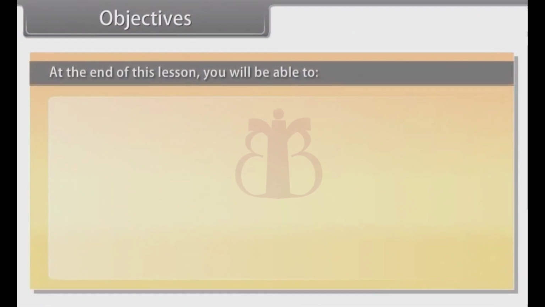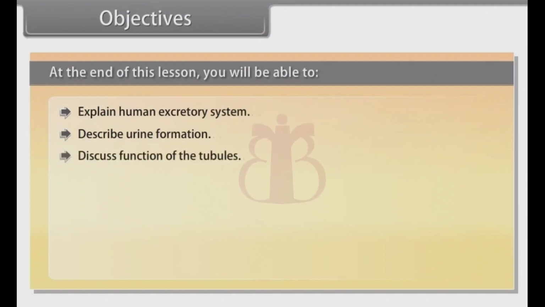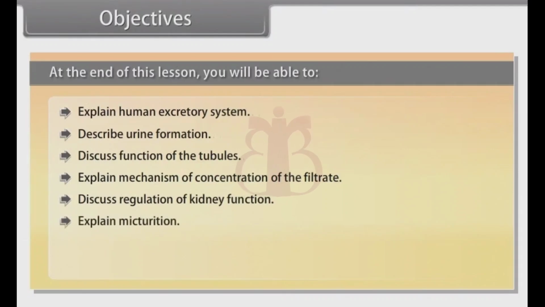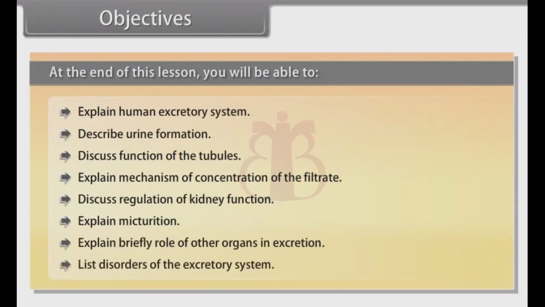At the end of this lesson, you will be able to explain the human excretory system, describe urine formation, discuss functions of the tubules, explain the mechanism of concentration of the filtrate, discuss regulation of kidney function, explain micturition, explain briefly the role of other organs in excretion, and list disorders of the excretory system.